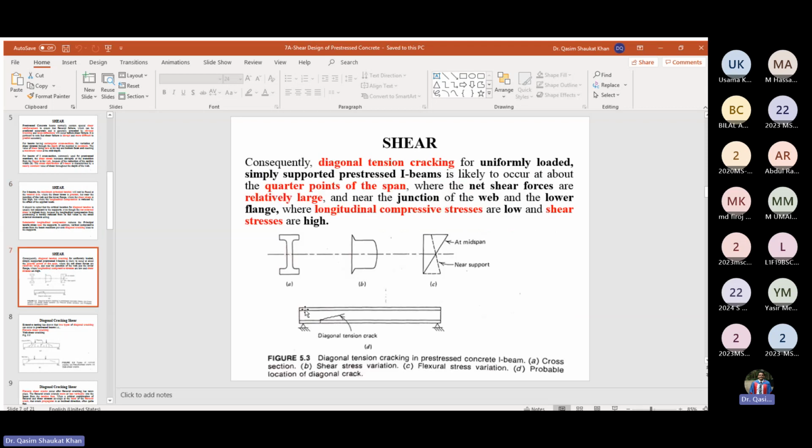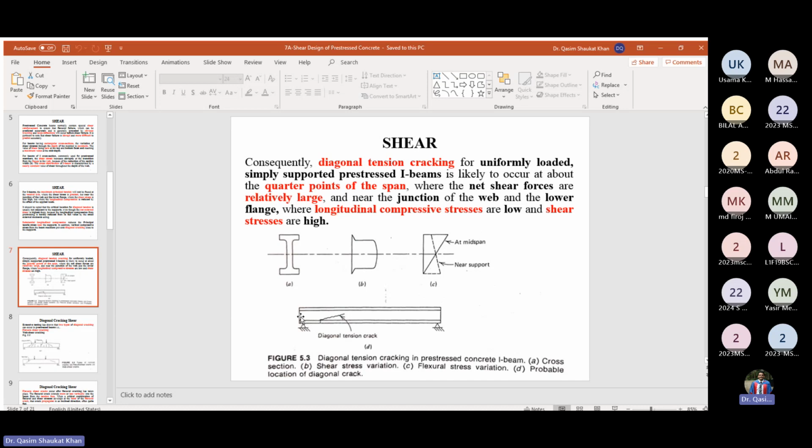So at these points, due to the prestressing, there will be compression at the bottom, and let's say this is a simply supported beam. You know that the moment at the supports will be very small, almost minimum here, and maximum at the mid span. So the moment increases from the supports to the mid span. So at this point the moment is very small.